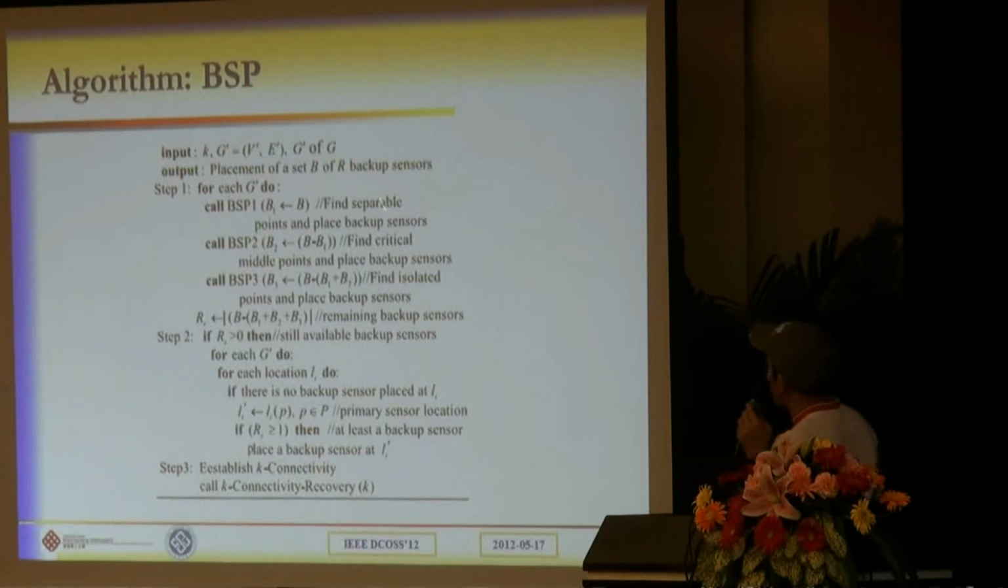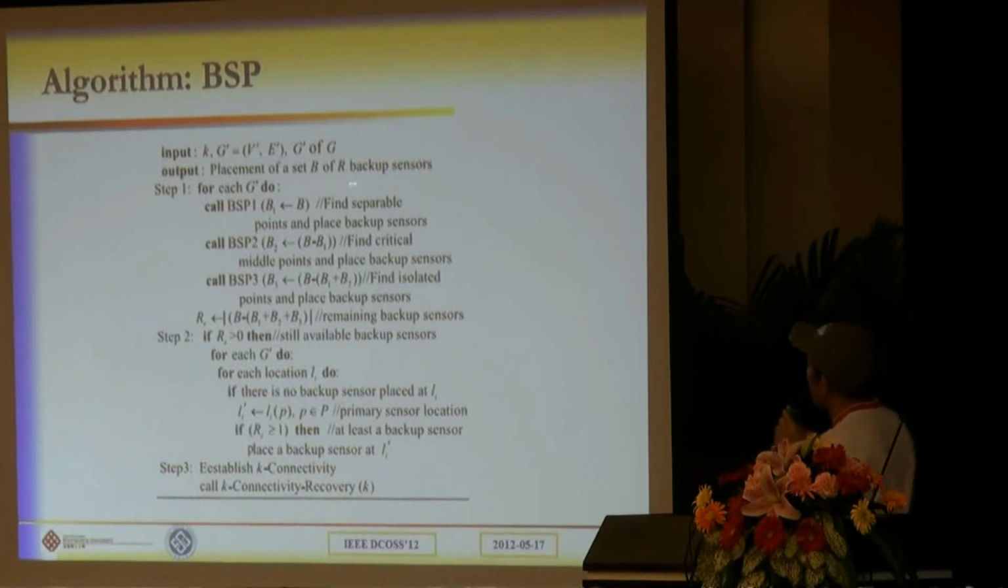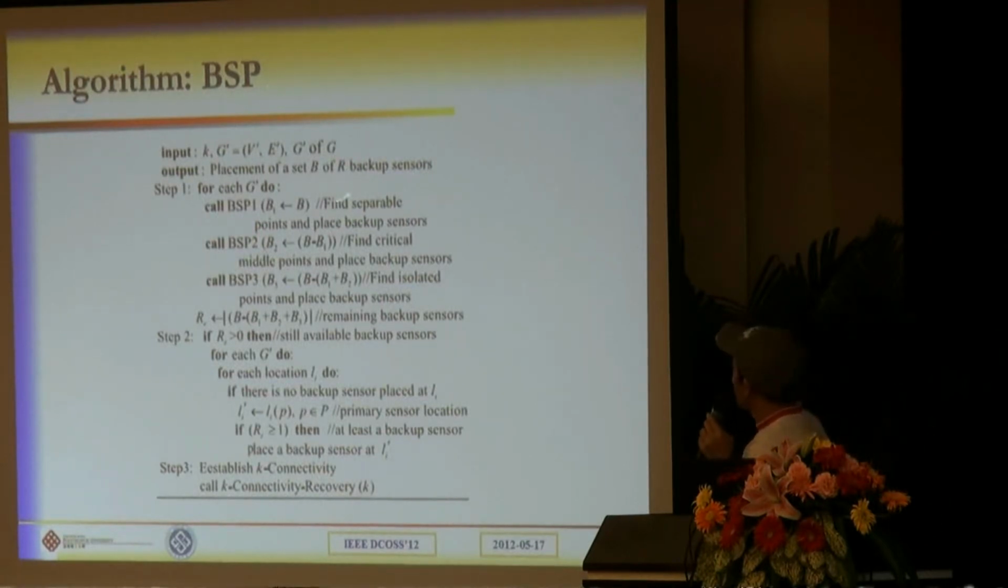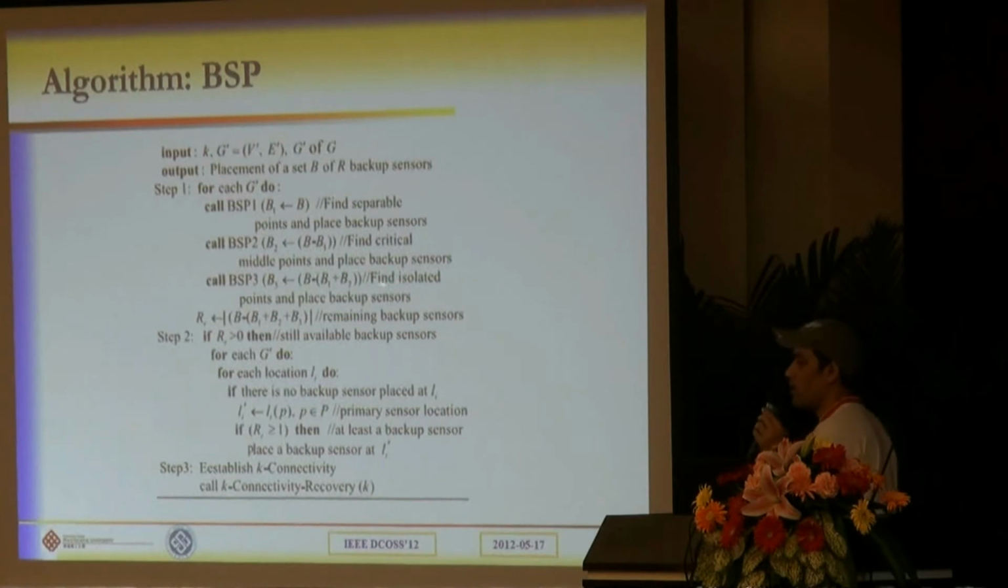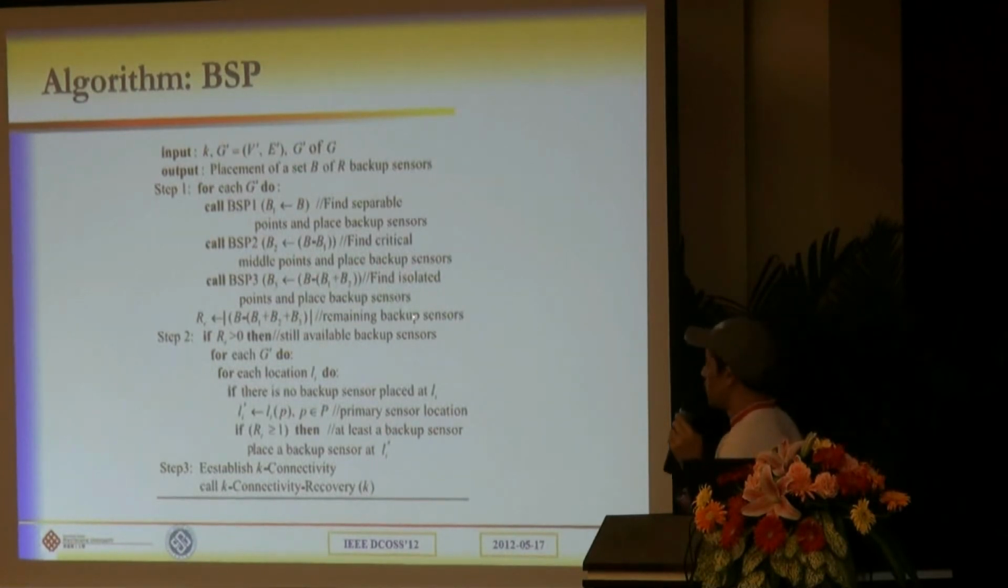So here the algorithms for finding the backup sensor locations are for the separable points, for the critical middle points, and also for the isolated points. Now we have R backup sensors. We use these 3 algorithms. After that, we still have some backup sensors in hand.